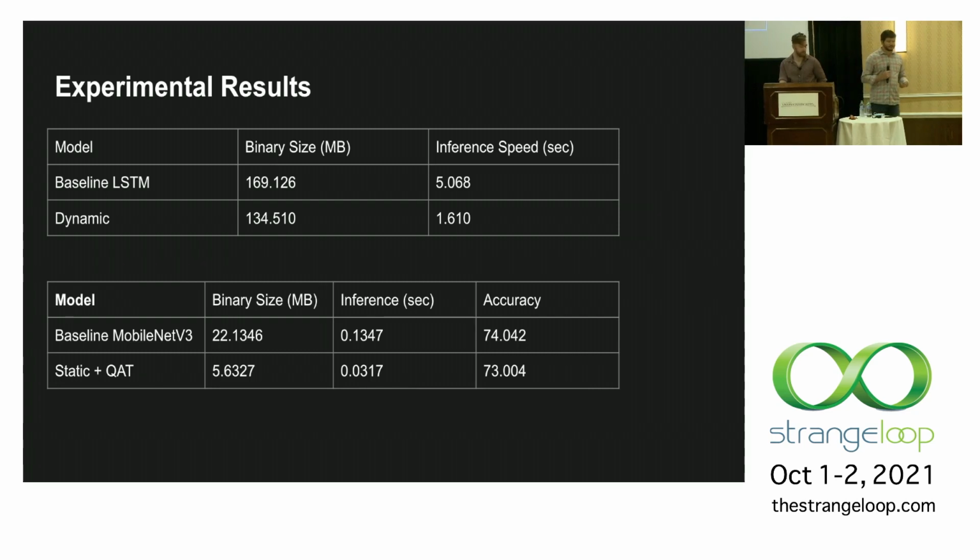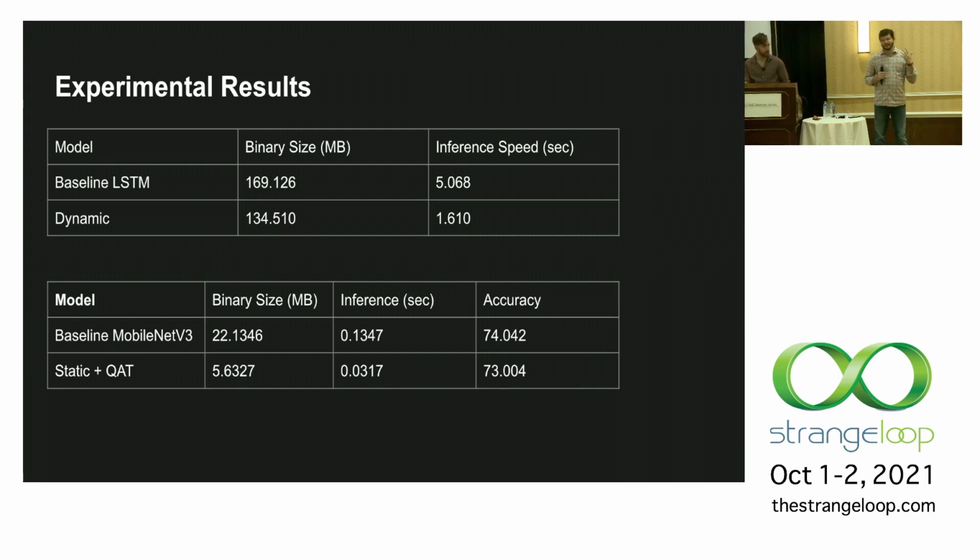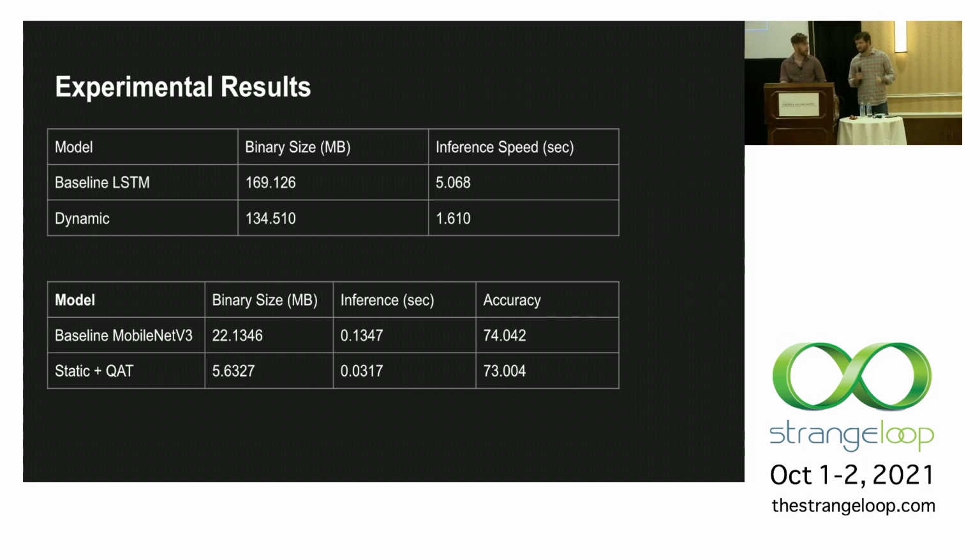And then looking in the vision context, we took a MobileNet, already a great architecture for a compute-constrained environment like a phone. Its baseline is 22 megabytes in size, 0.13 seconds of inference and classification, and then it has an ImageNet accuracy of 74%. And then we performed static and quantization aware training on this, got this down to 5.6 megabytes, 0.03 seconds of inference, and finally 73% accuracy. So losing 1 degree of accuracy, but dramatically increasing performance of the model.